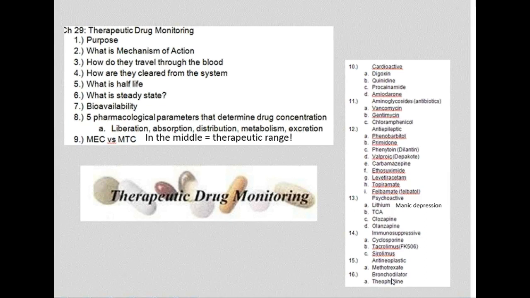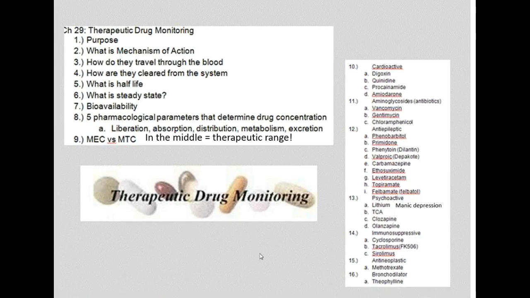Is it a cardioactive? Is it a psychoactive? Is it lithium? That's for manic depression, okay? So if you're given a drug, you need to know what category it goes in. There's probably at least 4 or 5 questions on that. So make sure you take note cards out of this list. Put lithium for manic depression on one side, psychoactive on the other, okay? No, anti-epileptic? No, it's primidone. Or primidone is an anti-epileptic.